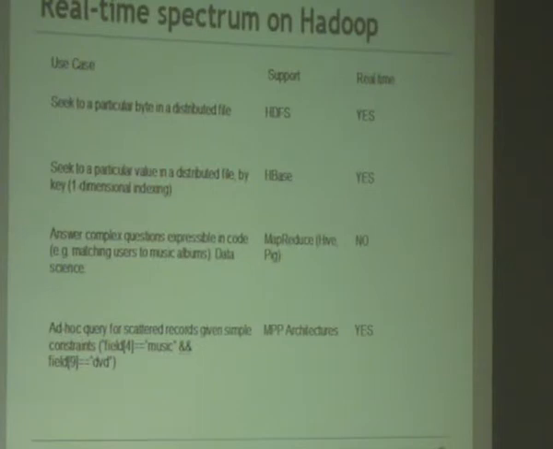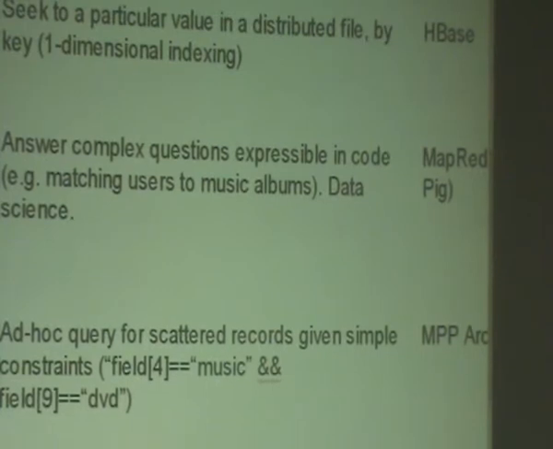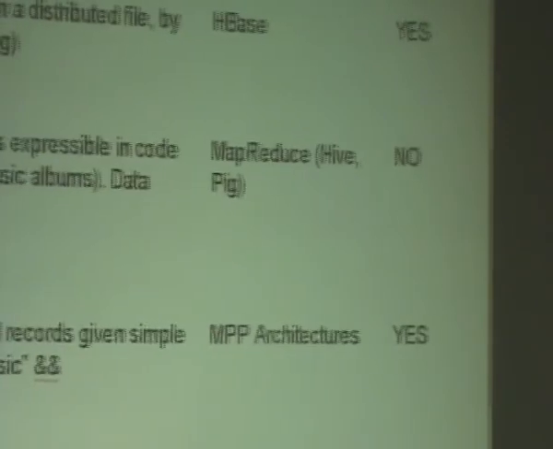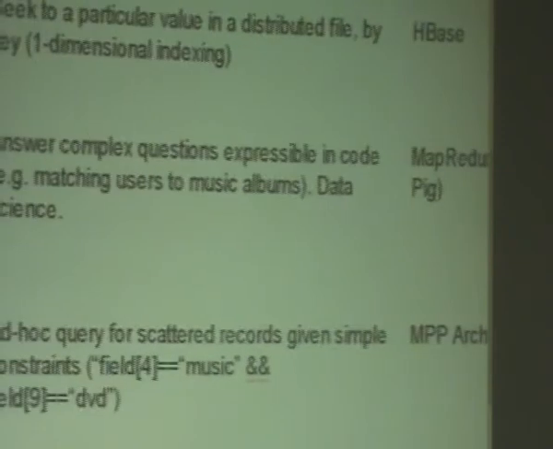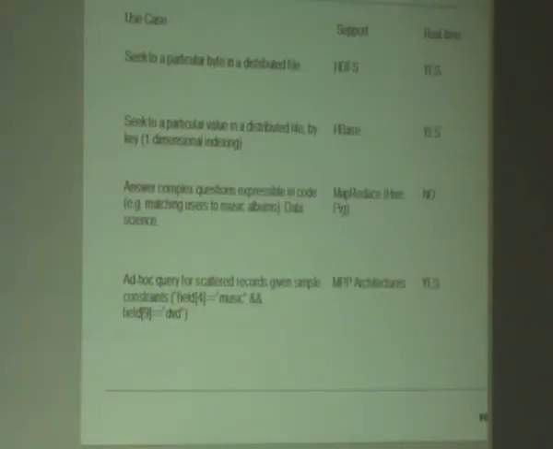MapReduce, the third line here, is for complex questions expressible in code. And it's whatever you want to do. You have to understand your data. You have to figure out whether you can come up with an algorithm expressible in the MapReduce paradigm. And then on top of that, you have Hive and Pig, which sometimes are able to get the job done if you're able to express your need as a SQL query. So Hive and Pig translate SQL queries into MapReduce. So MapReduce is not real time, and we'll get into why. Probably you already have a sense from looking at the map and reduce code and the shuffling and sorting that it's not a real-time system.